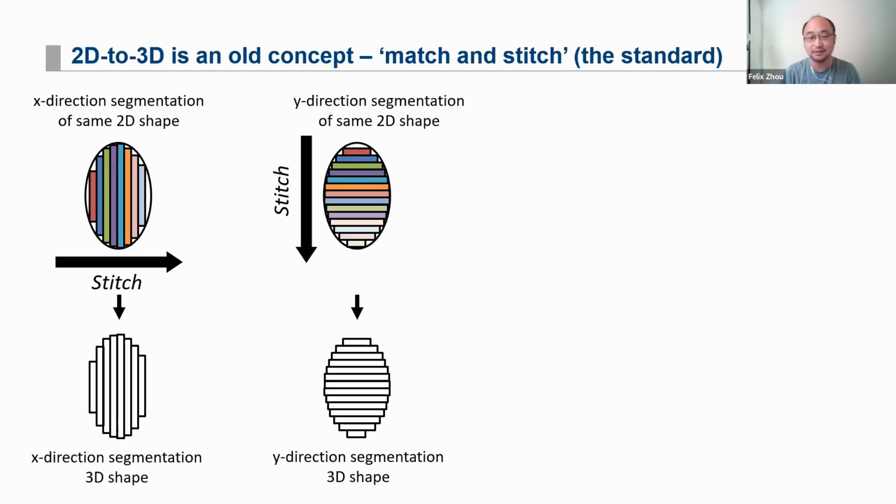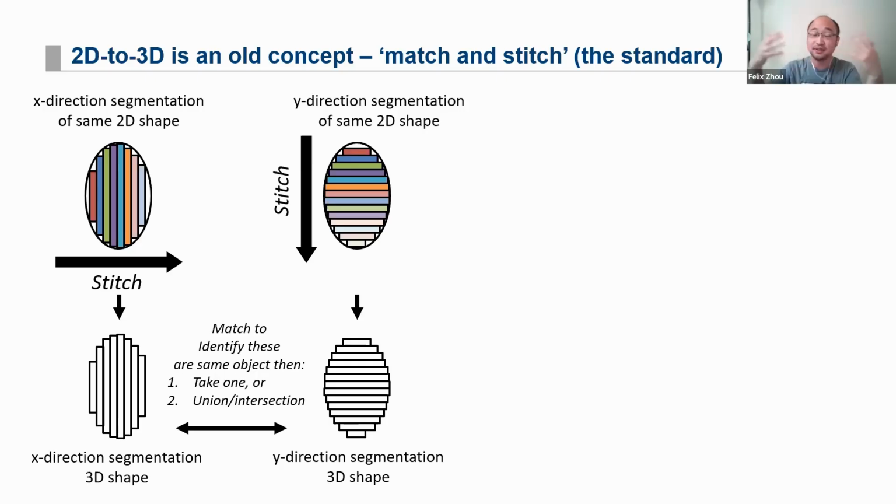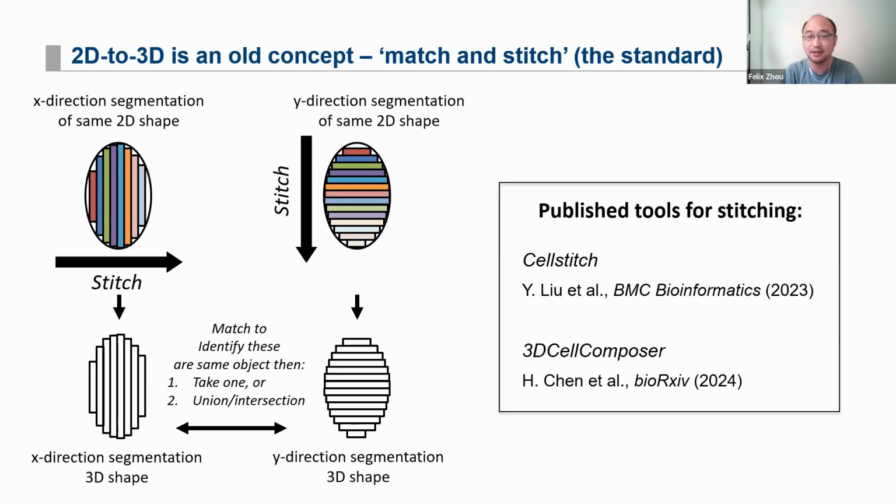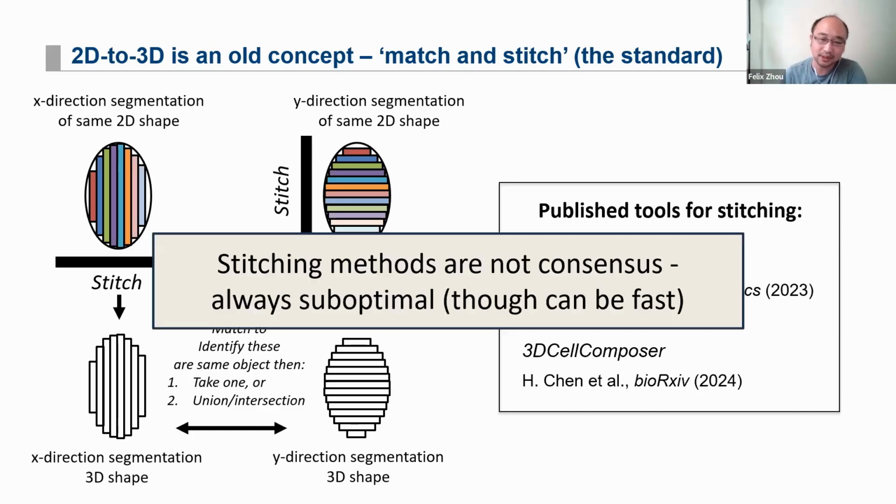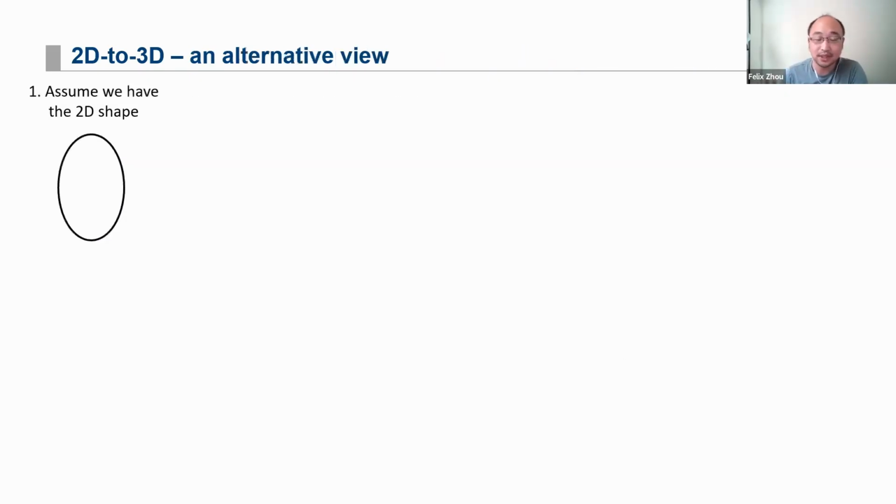So you actually then need to resolve things like: if I want to form one shape, do I take one of these, or do I take the union or intersection? What I'm trying to get at is it's a fundamentally lossy operation, such that your consensus is never really going to preserve your input. Anyway, there are tools out there, which we actually compared to in the paper, to do this sort of stitching in 3D in 3 directions, like Cell Stitch and 3D Cellpose. But they're not really consensus, and they're always suboptimal in a discrete format. But they can be fast.